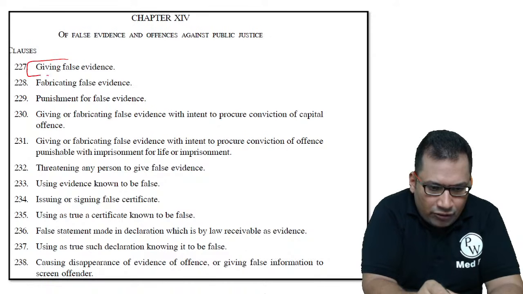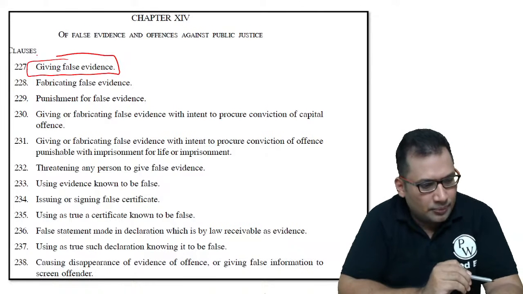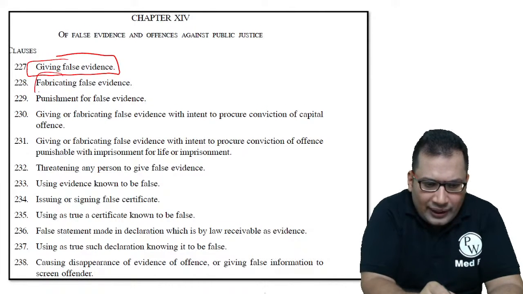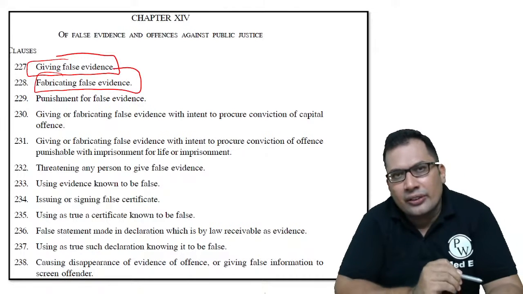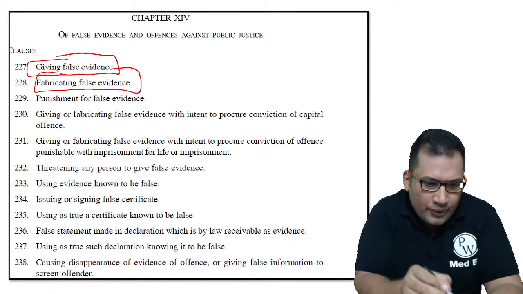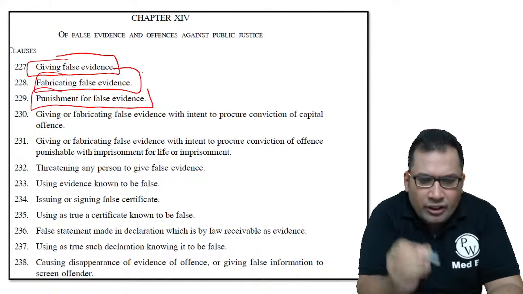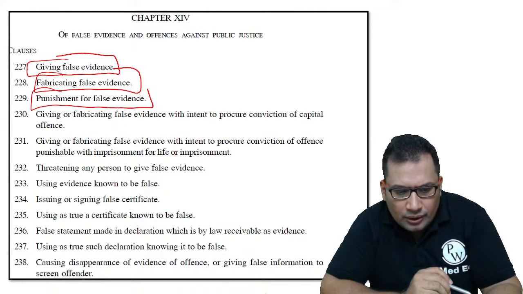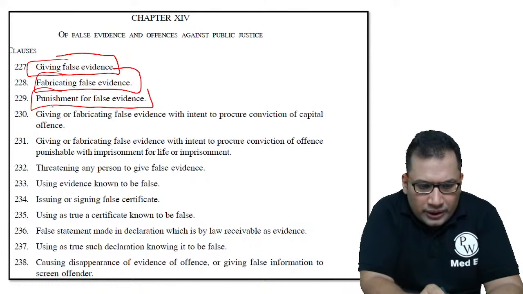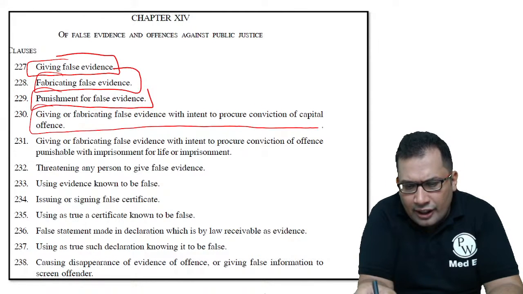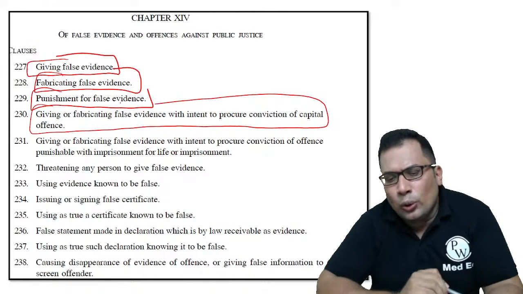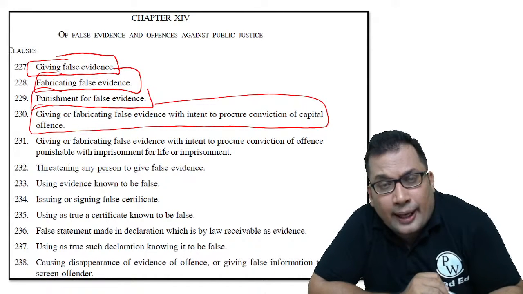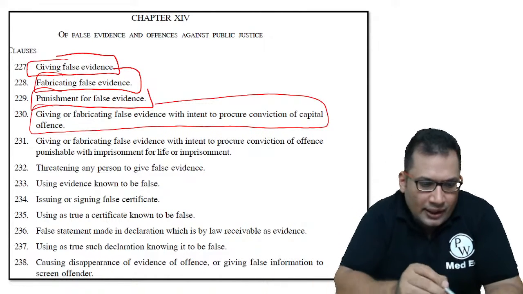227, giving false evidence. 228, fabricating false evidence, creating false evidence. 229, punishment for false evidence. 230, giving or fabricating false evidence with the intent to procure conviction of a capital offense. That is 230.